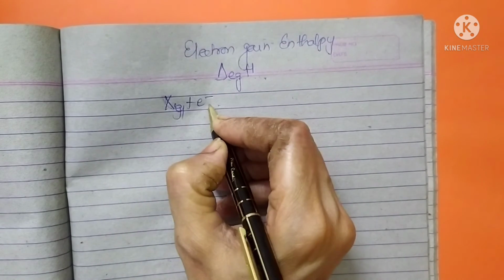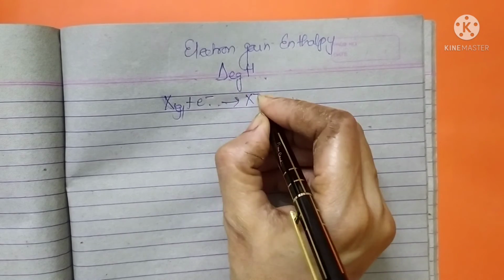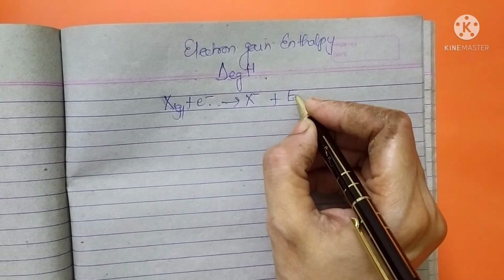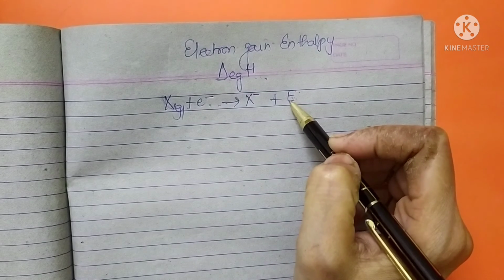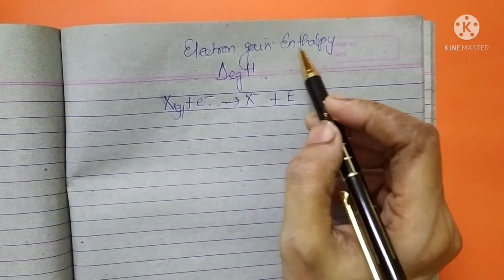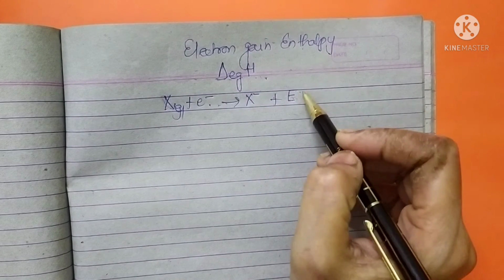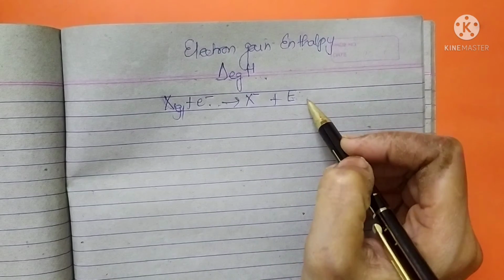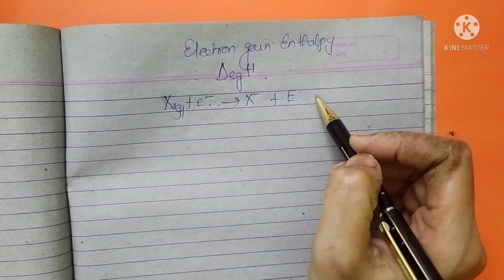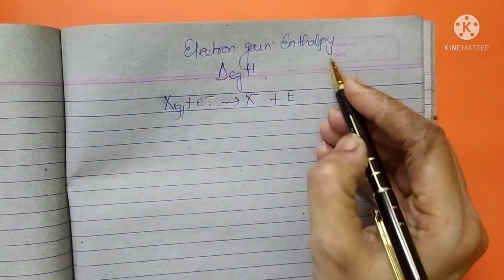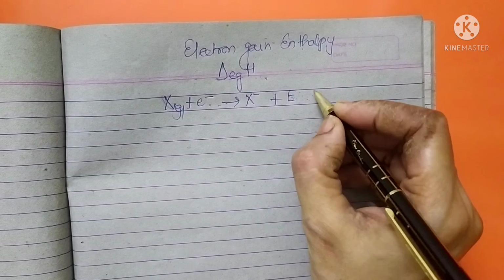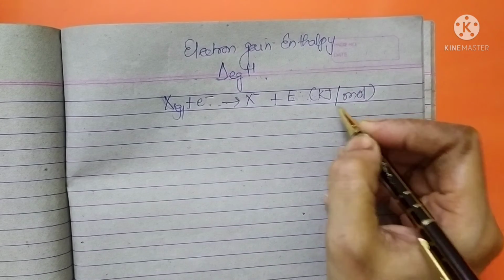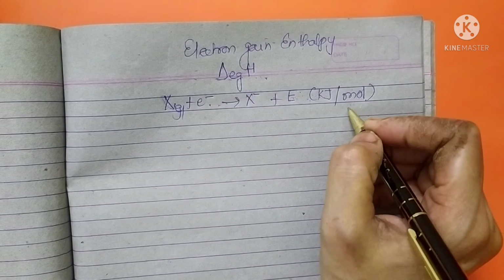If we are adding one electron, it will be converted into X⁻, and a large amount of energy will be released in this process. Energy liberated in this process is known as electron gain enthalpy. It may be negative or it may be positive. Negative means that the process is exothermic, and positive means the process is endothermic. And just like ionization enthalpy, its unit is also kilojoule per mole. This is the unit in which it is measured.